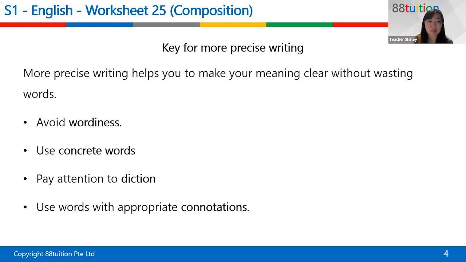Number three, pay attention to diction. When we talk about diction, it means formality. Formal, informal. Number four, use words with appropriate connotations. Connotations means either positive connotation or negative connotation. That's why, again, it boils down to choice of words, because the words you choose might present an idea positively, or it might present an idea negatively as well.